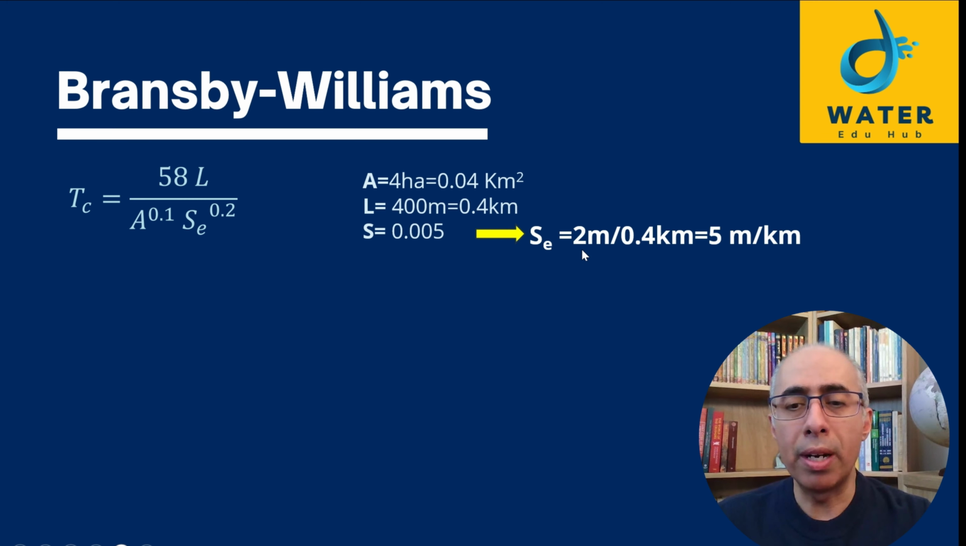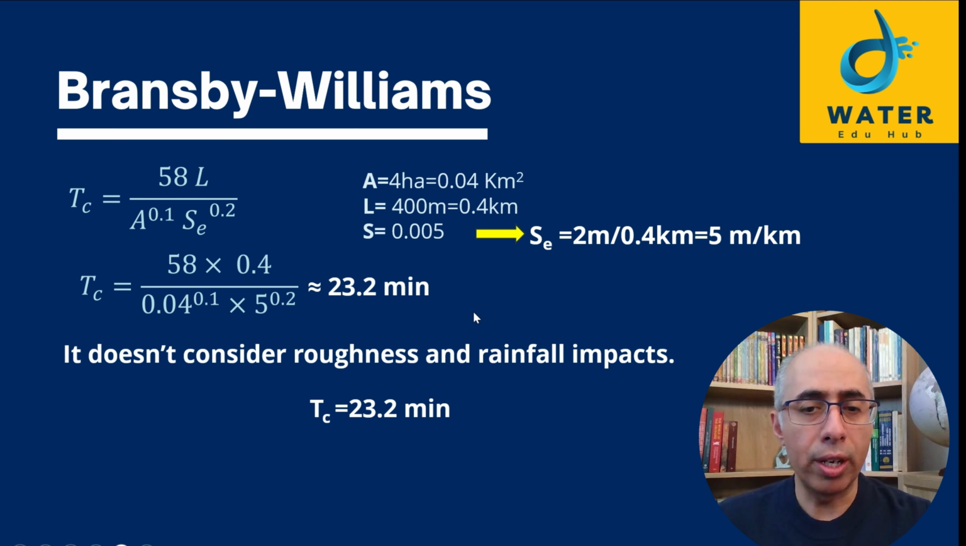So if you remember, we had 2 meter difference in height between the lowest and the highest point of the catchment within 400 meter length. Dividing 2 meter over 0.4 kilometer, I get 5 meter per kilometer, which will be my SE or average stream slope. And I plug it into the formula, all the numbers as I said, and we get 23.2.